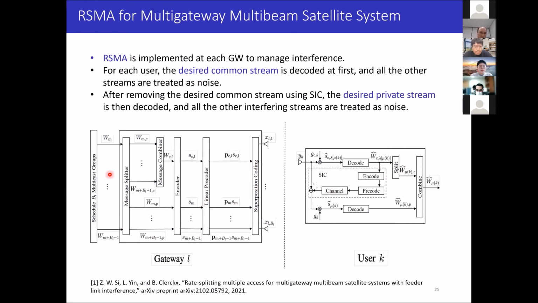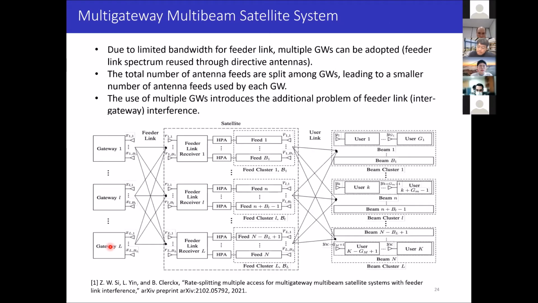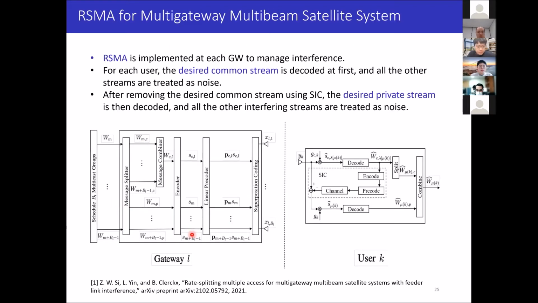This is actually the rate splitting. So we have a certain number of messages here for users in a certain cluster. For instance, here I have a certain number of users, each of those users served by different beams. And so I'll take all those messages, and all those messages will be split into common and private parts and encoded by the gateway into common and private parts using this rate splitting architecture, the same one as the one I showed you earlier on.